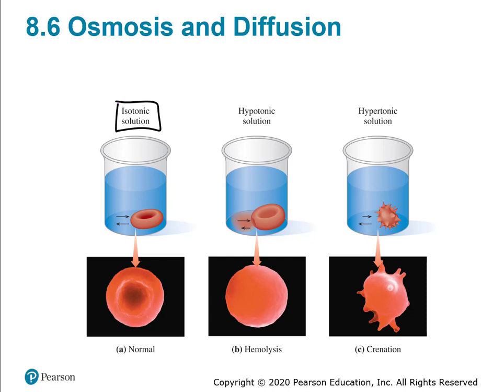So if any water goes in, water is going out at the same rate, so there's no change in the shape. But then if you put it in that hypotonic condition, so remember that this would be very low salt in the solution, very high water content. Low salt has more water, and so that would cause water then to move into the cell, and see how the cell gets really big like a ball, so it's completely swollen.